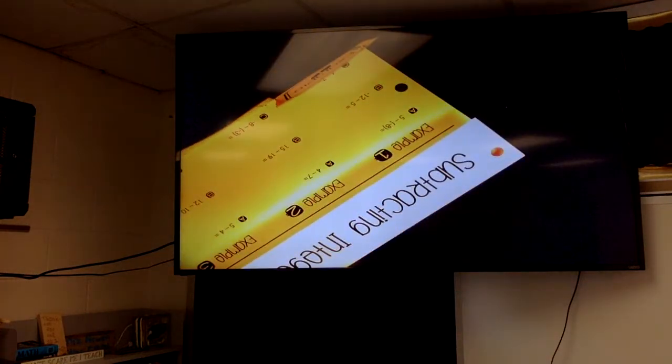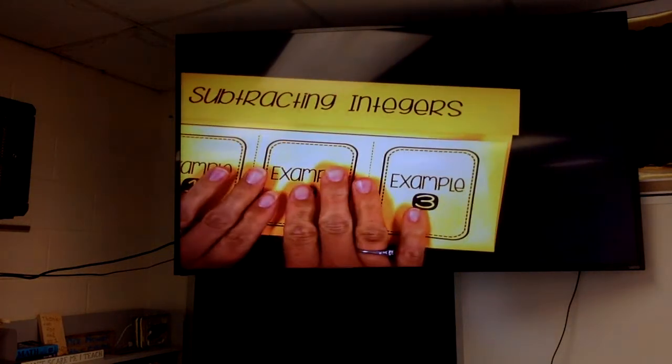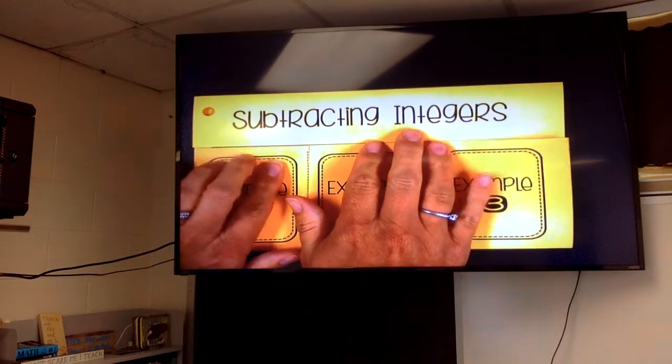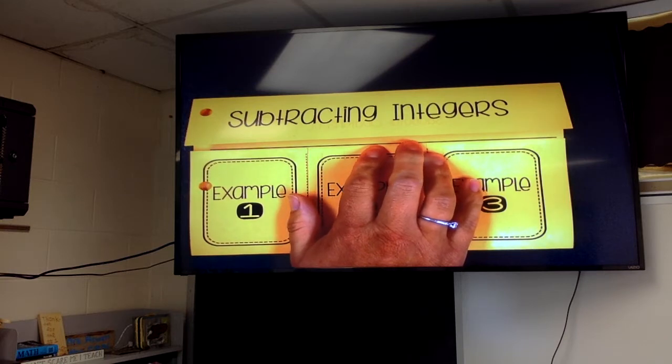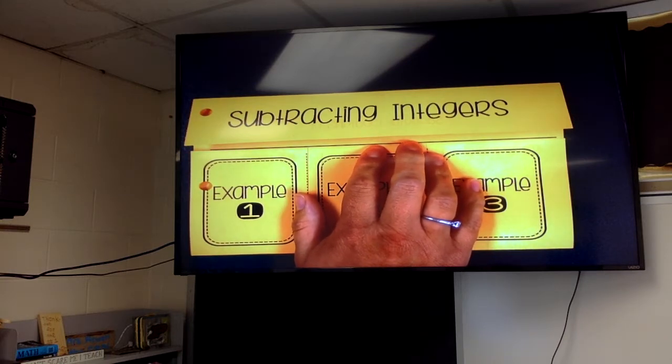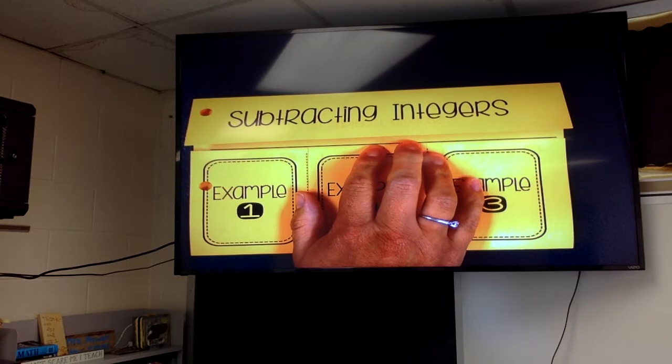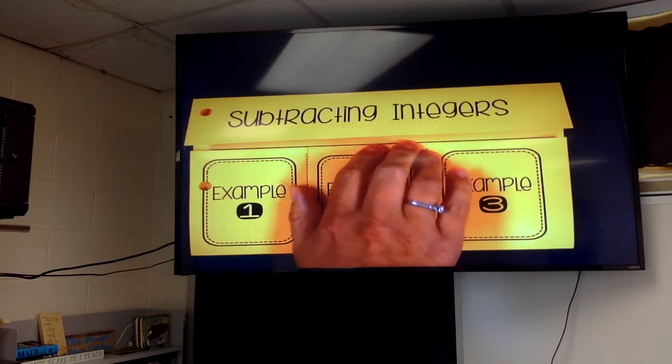Okay, so next thing, we've got our foldable done. We're going to start filling it out. So today we're going to learn about subtracting integers. And if I'm ever going too fast, please pause the video and catch yourself up. If you have questions during the video, you should write a question mark where you had the question, make a note of what it was so that you can ask me when I see you in class the next day.